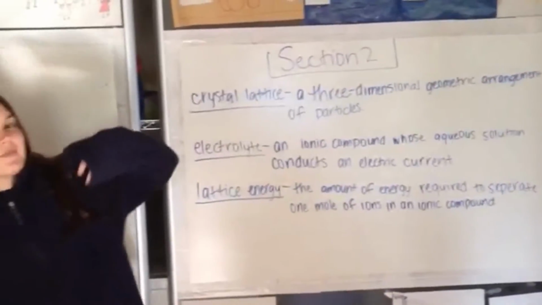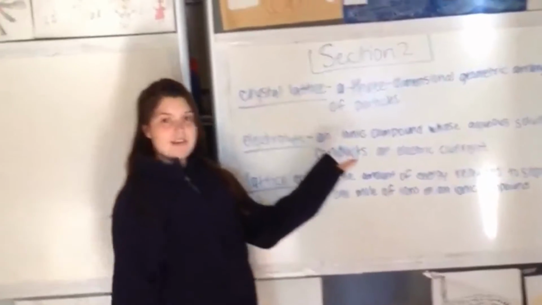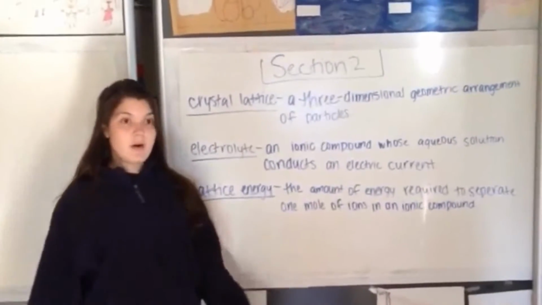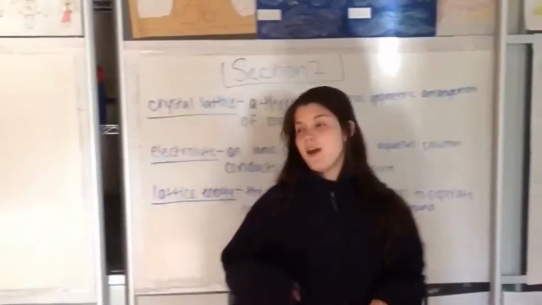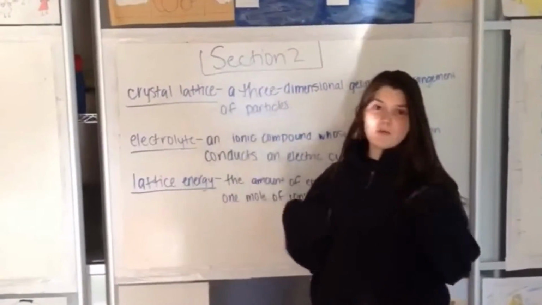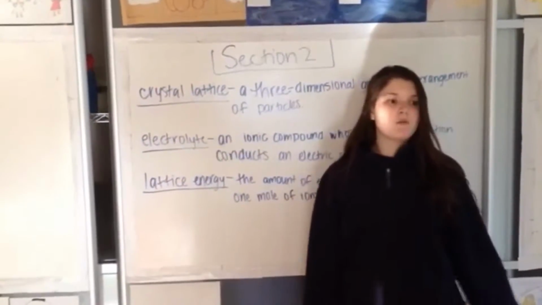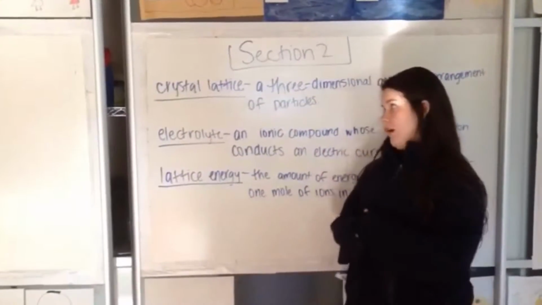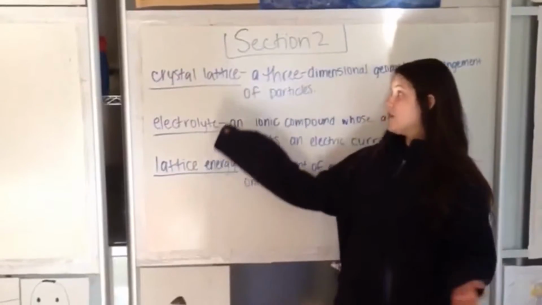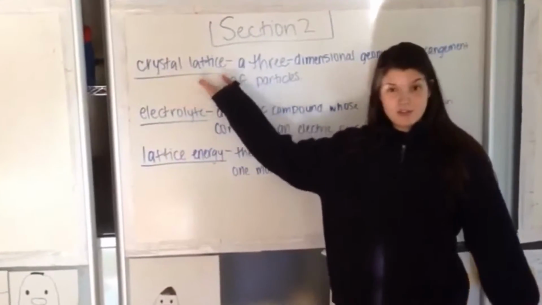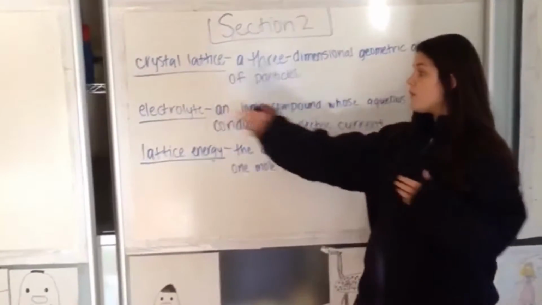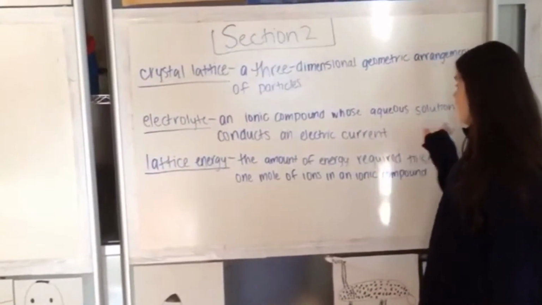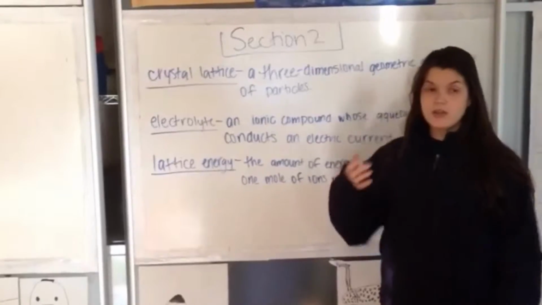Okay, so a crystal lattice is a three-dimensional geometric arrangement of particles. I would say that this would generally be a mineral. One example I can think of is something called barite, which is in the form of a crystal lattice. We move on to an electrolyte, which is an ionic compound whose aqueous solution conducts an electric current.